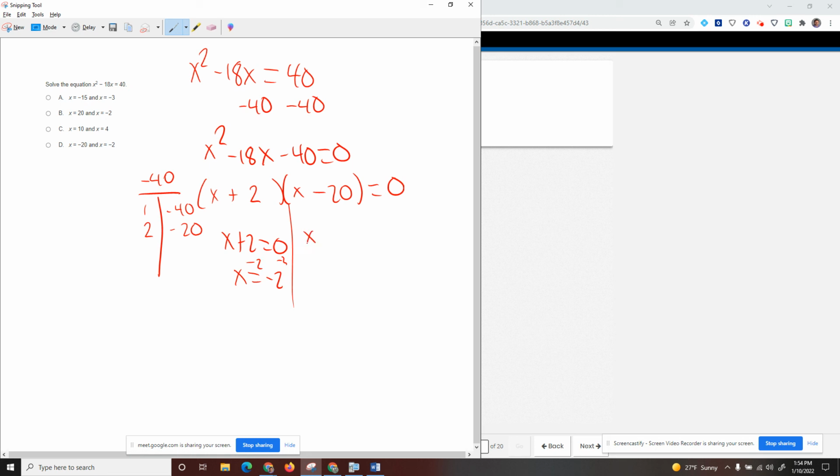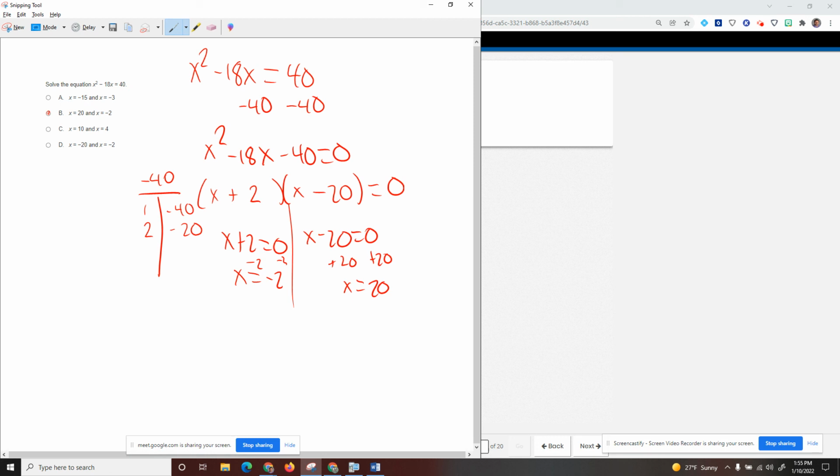All right, x minus 2 equals 0. I'm going to add 2 to both sides, and you get x is equal to 2. So x equals negative 2, x equals 2, B is your answer.